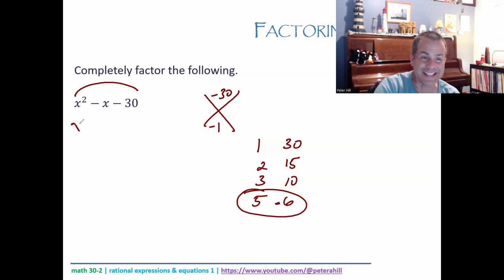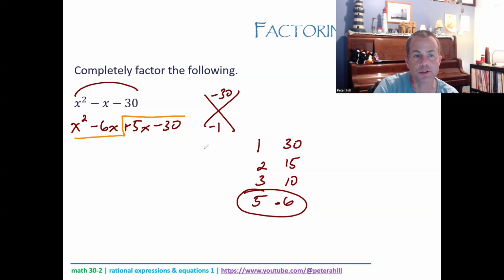So I'm going to decompose. I'm going to break that down into negative 6x plus 5x minus 30. And then I'm going to take a look at just the front two and factor the front two, factor the back two. What can I take out of x squared minus 6x? I can take out an x, and I'd be left with x minus 6.